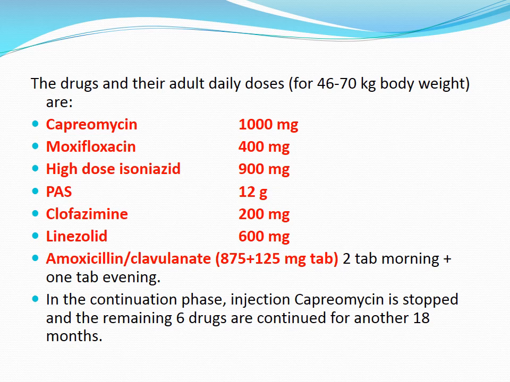In the continuation phase, the only thing you have to do is stop the injectable drug, that is capreomycin, and the remaining 6 drugs are continued for another 18 months. So this is about the XDR tuberculosis. This is a very important portion of this lecture: drug sensitive, monodrug resistant, polydrug resistant, rifampicin resistant, MDR tuberculosis and XDR tuberculosis. So there are high chances of asking this in the part of LAQ or as a short note.